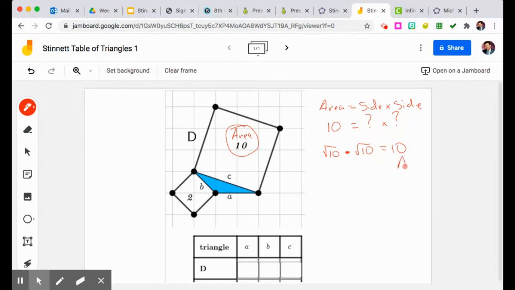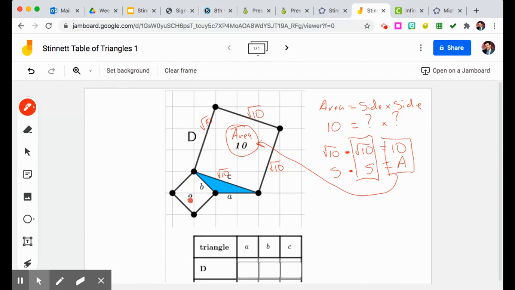So 10 is my area, right? And these are my sides that I'm multiplying together. I know my area is 10, which they gave me, but I also know that my side lengths are the square root of 10. So this side up here is the square root of 10, this side here is the square root of 10, this side here is the square root of 10, and this side down here is also the square root of 10. So that's the side lengths of our larger square.